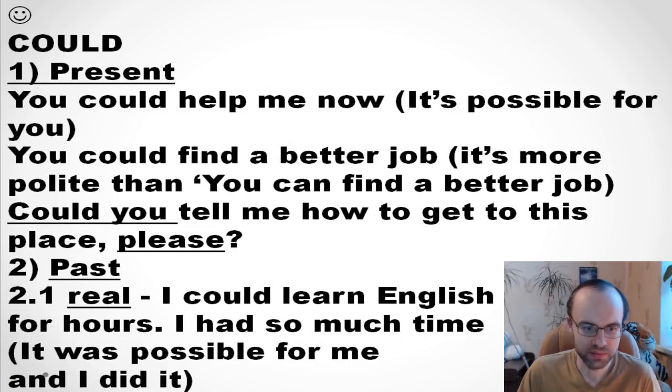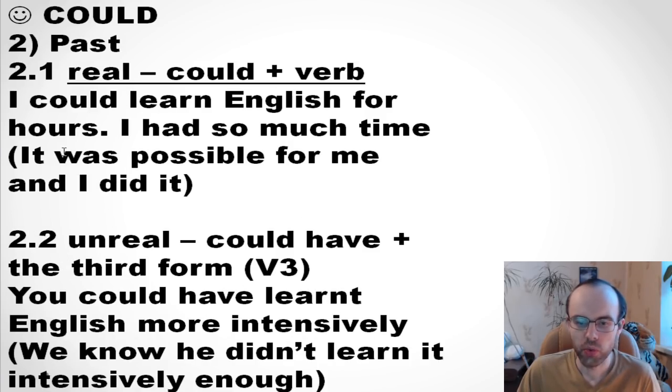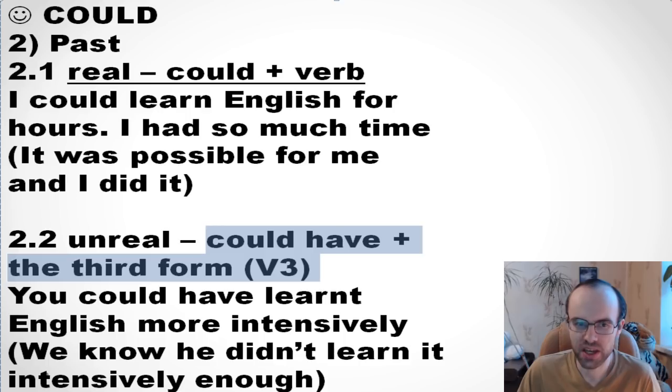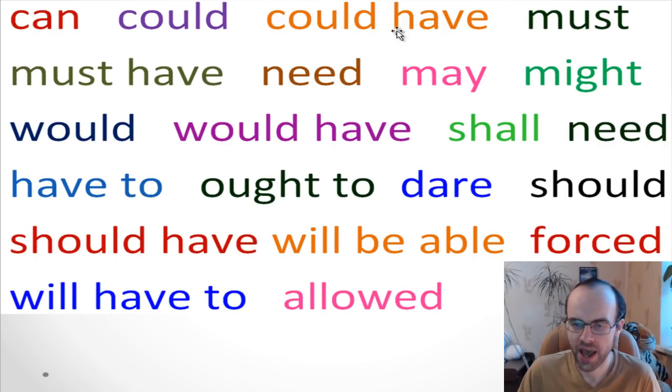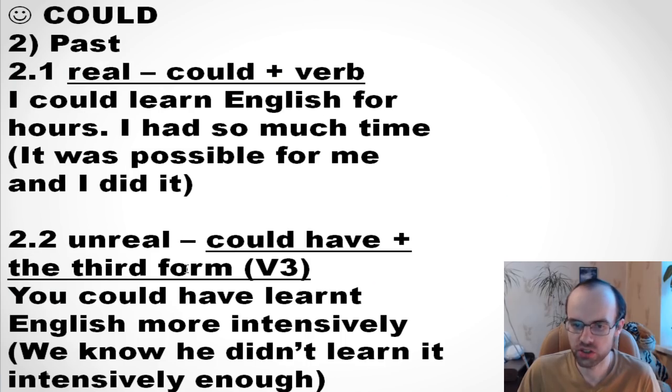So you see that we sometimes use could for some situations which were unreal, and you need to use another structure. Look: could have plus the third form of the verb. V means verb and 3 means the third form, unreal. So you see, could have for unreal situations.